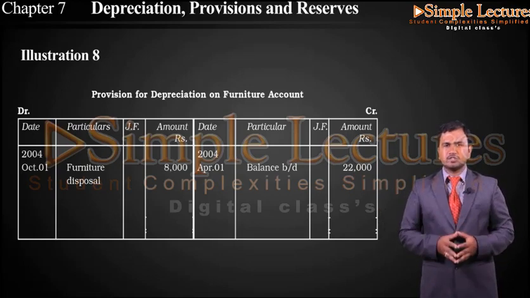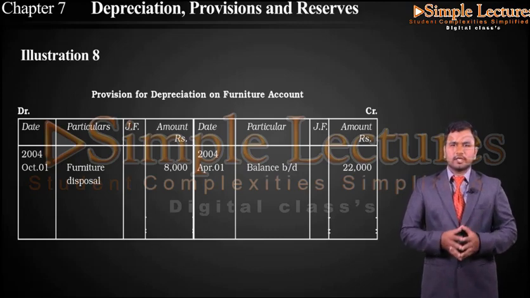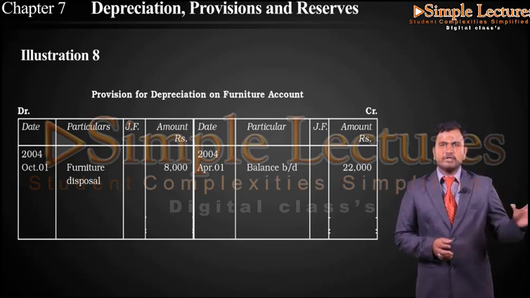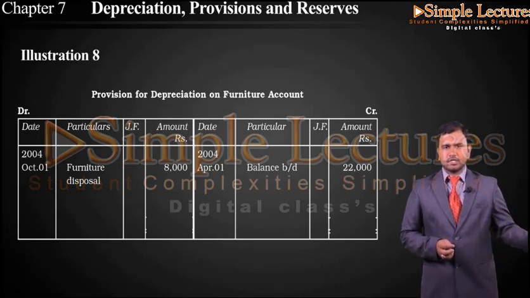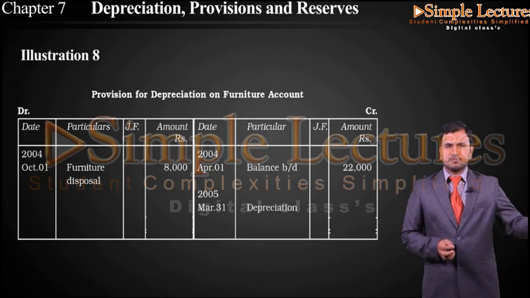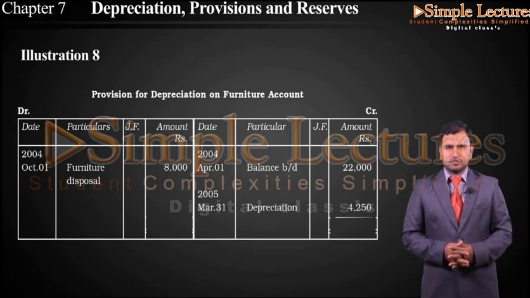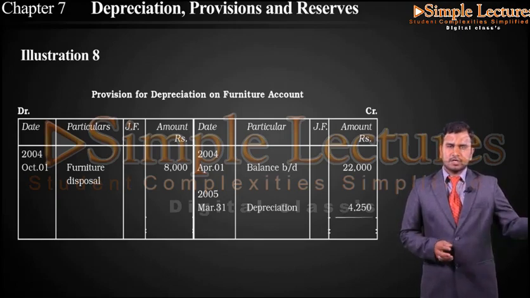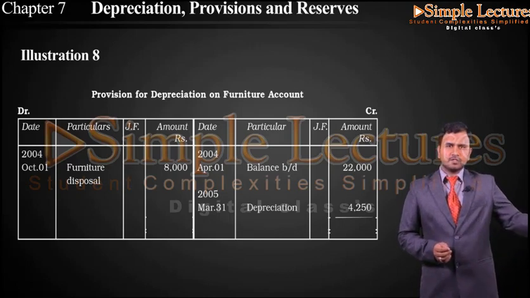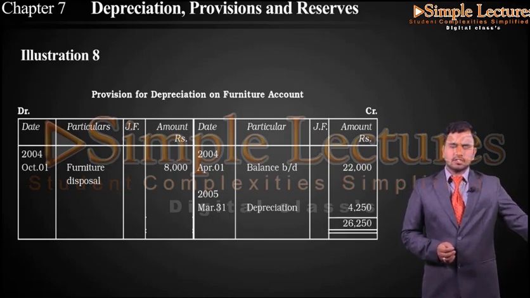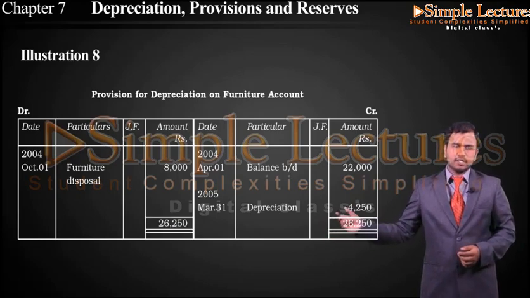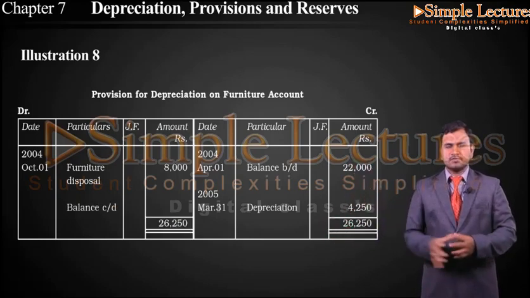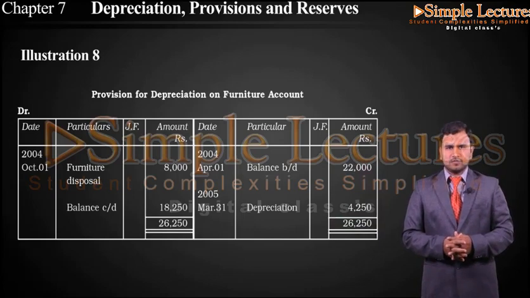Then we are going to close the account here, where the total of the debit side will be considered in the credit side. Before that, we have another depreciation where we charge 4,250, that will be considered again in the credit side. 31st March depreciation 4,250. Then we are going to close the account. Credit side total will be 22,000 plus 4,250, 26,250. Same total in the debit side, 26,250. Then minus 8,000, the balance will be 18,250.